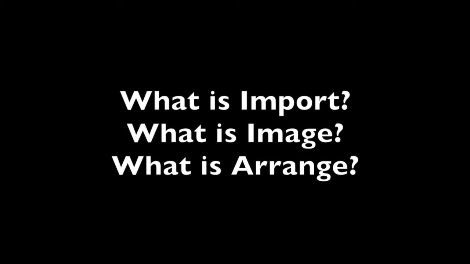More vocabulary to know. I need to know what is import, what is image, and what is arrange. Those three words become very important when we start to talk about Google Slides. Import means to move something in. An image, if we call it a picture, we call it an image in computer. And arrange means that I'm going to move the things around on my blank sheet to put them in a certain order. So I need to arrange the order of what pictures I'm going to put on the top and what pictures I'm going to put on the bottom.